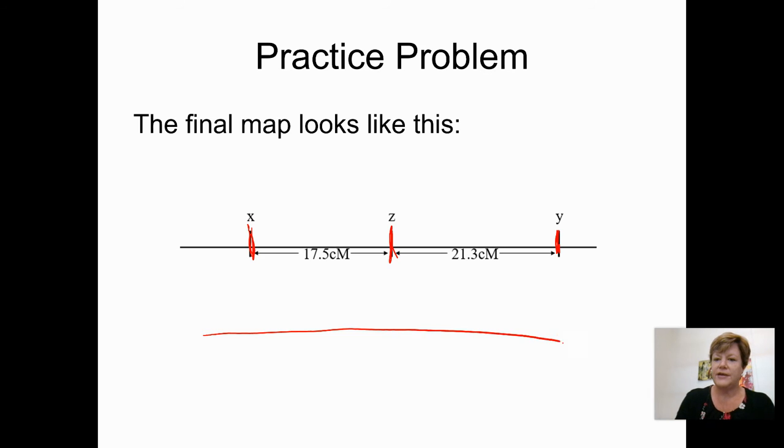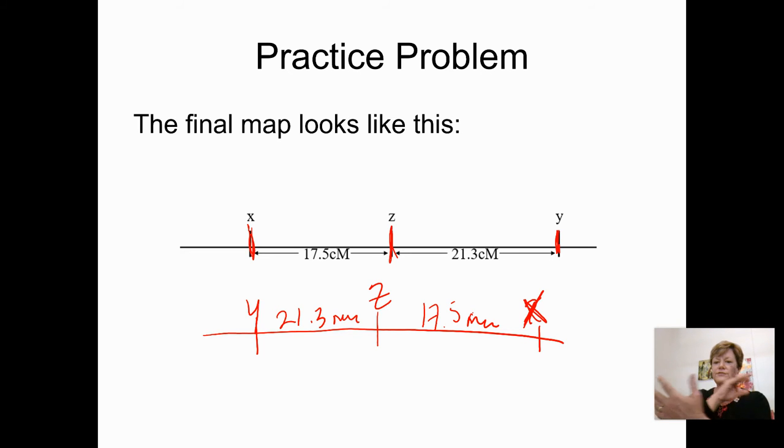It would not matter if you wanted to put Y over here and X over here and Z in the middle, but you need to make sure that this is the 21.3 in that case, and this is the 17.5. So that would just represent a rotation of the chromosome, and that would be fine as well.